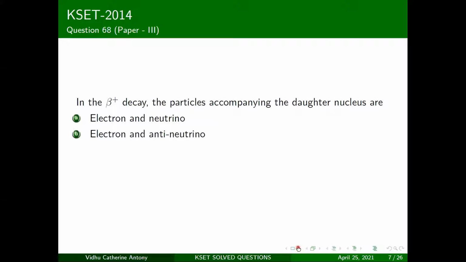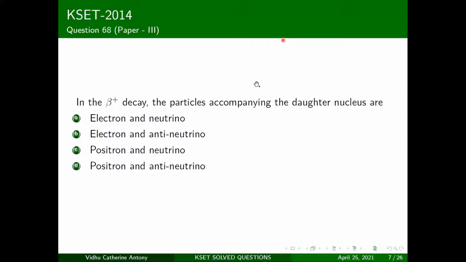What I have basically done is accompanied a table so that you can use it for any type of radioactive decay. Remember the table and the equations associated with it, so that it's much easier to solve any type of problem associated with beta decay. In beta plus decay, this is positron decay. The particles accompanying the daughter nucleus are: electron and neutrino, electron and antineutrino, positron and neutrino, or positron and antineutrino? Obviously, you know it's positron. Now you need to remember whether it's neutrino or antineutrino.